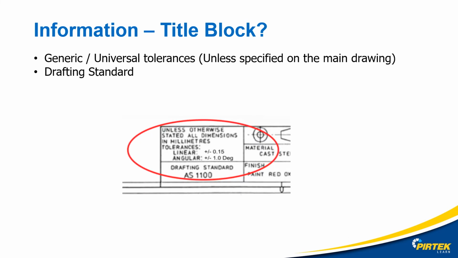Here we have the generic universal tolerances. These are the tolerances that you use if they're not specified on the main drawing. And here's an example referencing the drawing standard in the title block.